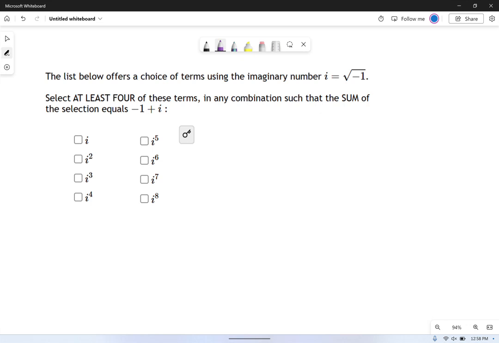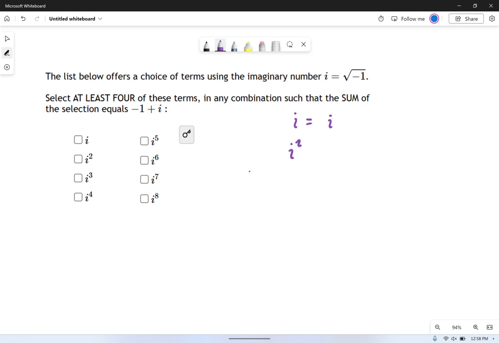The complex number i, or the imaginary number i, is defined as the square root of -1. And with that definition comes a number of consequences, and I'll write those down here. So you can imagine that i is just equal to i. That's a silly thing to say, but it's true.